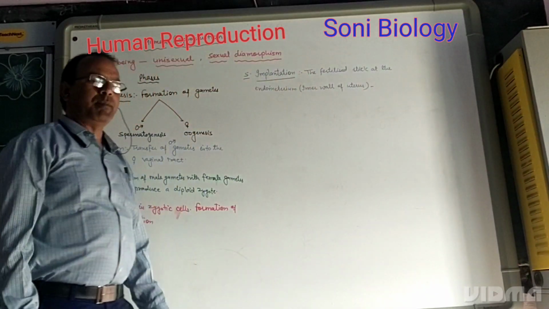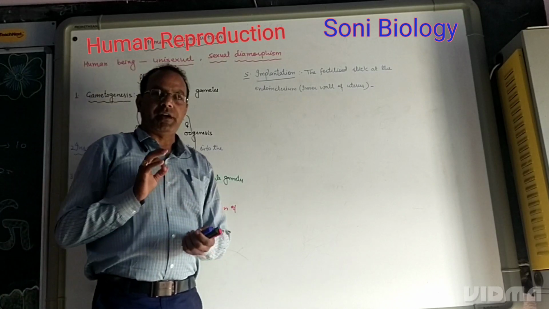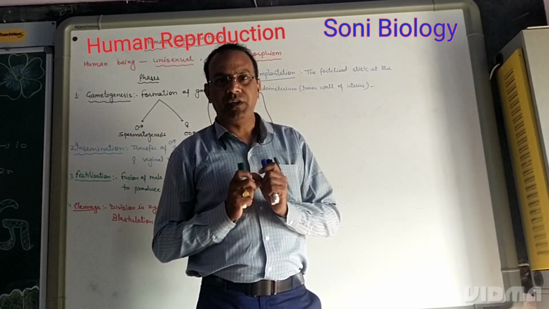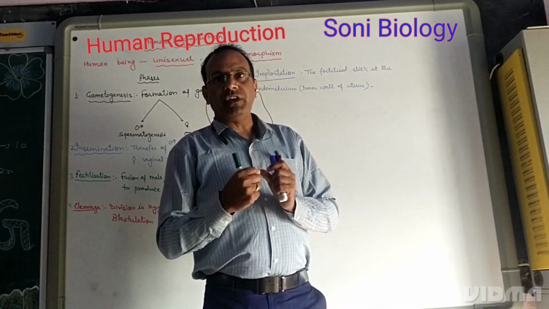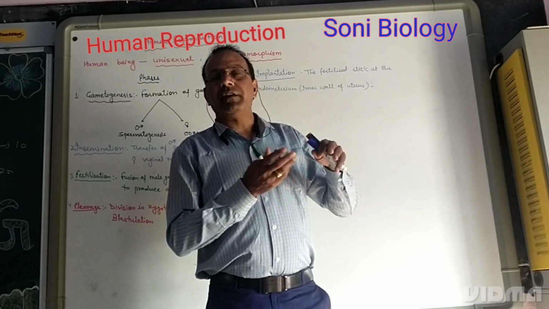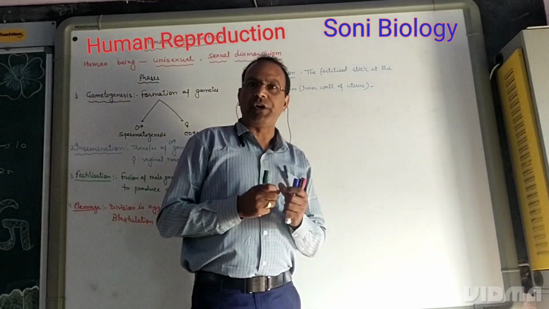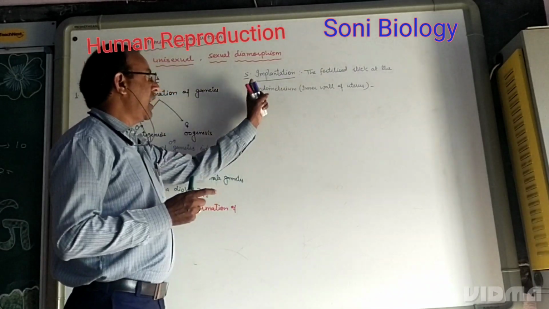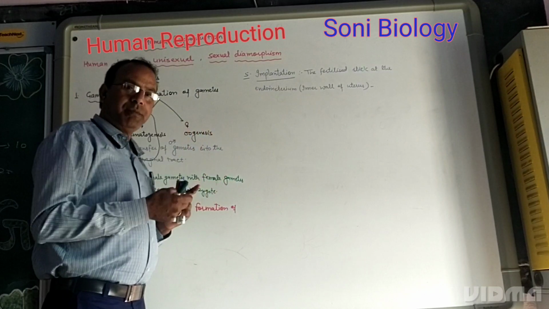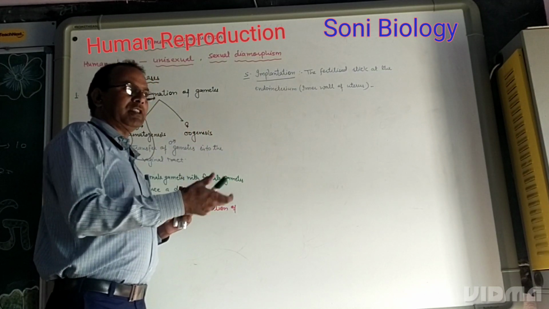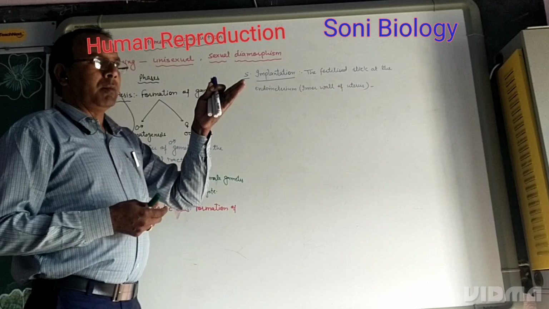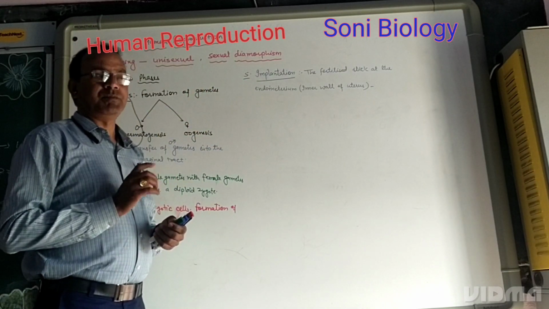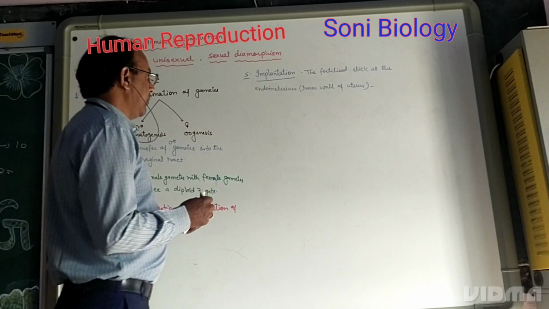This is called implantation. After implantation, the developing zygote requires nutrition. To get the nutrition, it gets nutrition from the mother's body through a special tissue called placenta. After implantation, the placenta is formed, and that placenta provides nutrition to the developing embryo, as well as excretes waste substances. This formation of placenta is known as placentation.